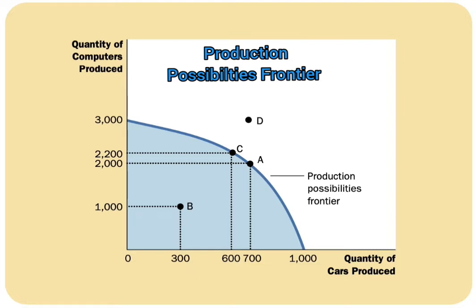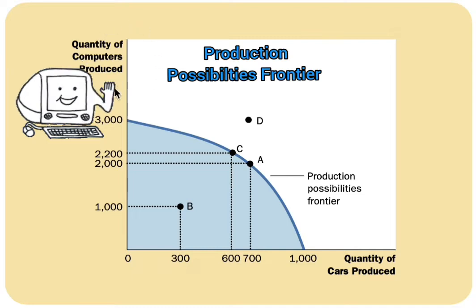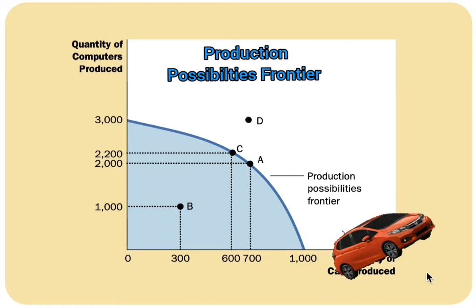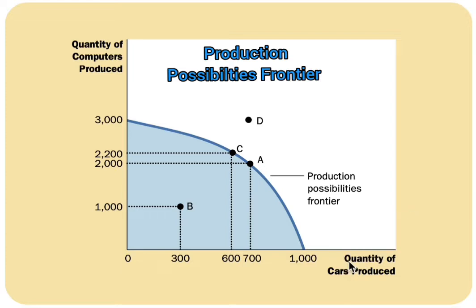You can see that there are two axes mentioned over here, the y-axis and the x-axis. On the y-axis, the quantity of computers produced is mentioned. On the x-axis, the quantity of cars produced is mentioned. Now, the production possibilities frontier shows the combinations of output, in this case cars and computers, that any economy can possibly produce. That means this is the maximum amount of production of computers and cars which can be produced by this economy under the assumption of given technology and resources, right?